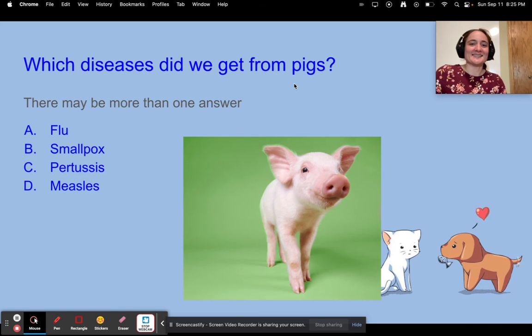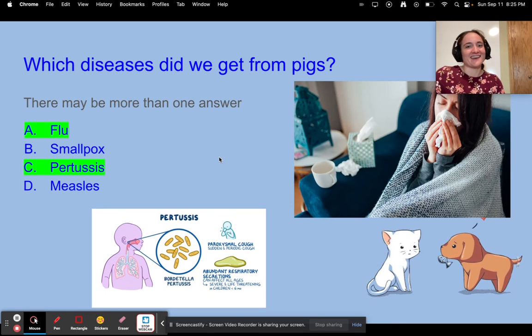All right, what diseases did we get from pigs? There's more than one answer to this. Either it's flu, smallpox, pertussis, or measles. Look at that. Yes, from pigs we got the flu and pertussis. If you don't know what pertussis is, you probably know it as whooping cough, which can be really deadly for small kids.